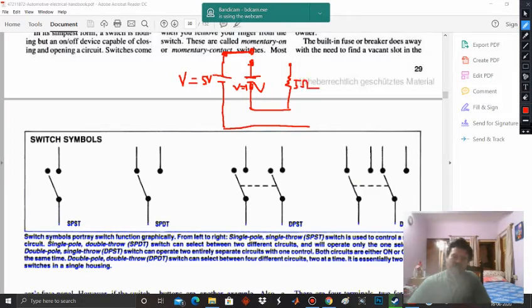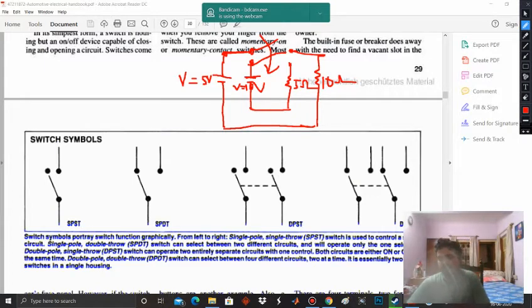So here the load resistance is 5 ohm, and here it is equal to say 10 ohm. So here what you do, you connect a double pole single throw switch. When you connect them, these two circuits will be on simultaneously.